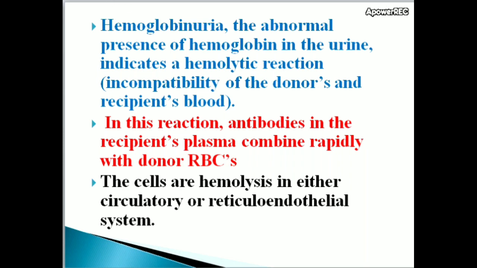What is hemoglobinuria? Hemoglobinuria, the abnormal presence of hemoglobin in the urine, indicates a hemolytic reaction, that is, incompatibility of the donor's and the recipient's blood. In this reaction, antibodies in the recipient's plasma combine rapidly with the donor RBCs. The cells are hemolyzed in either the circulatory or reticuloendothelial system.